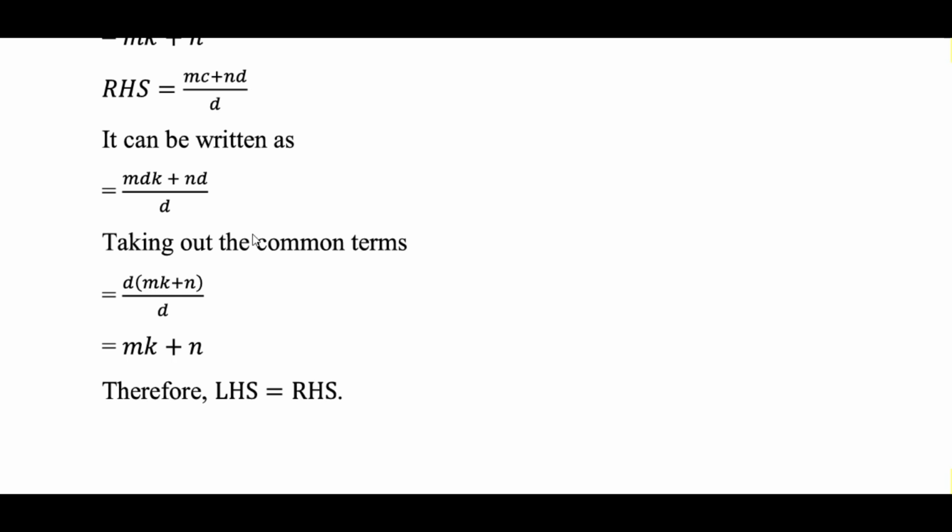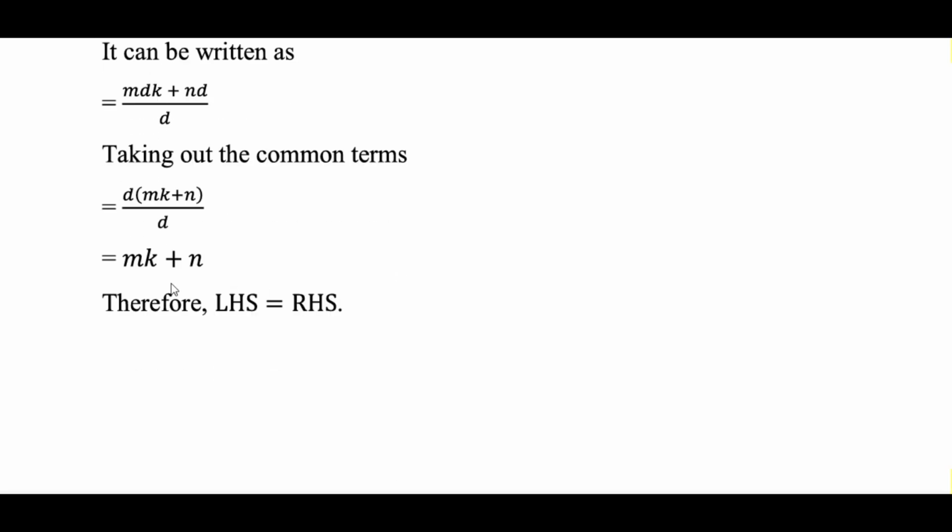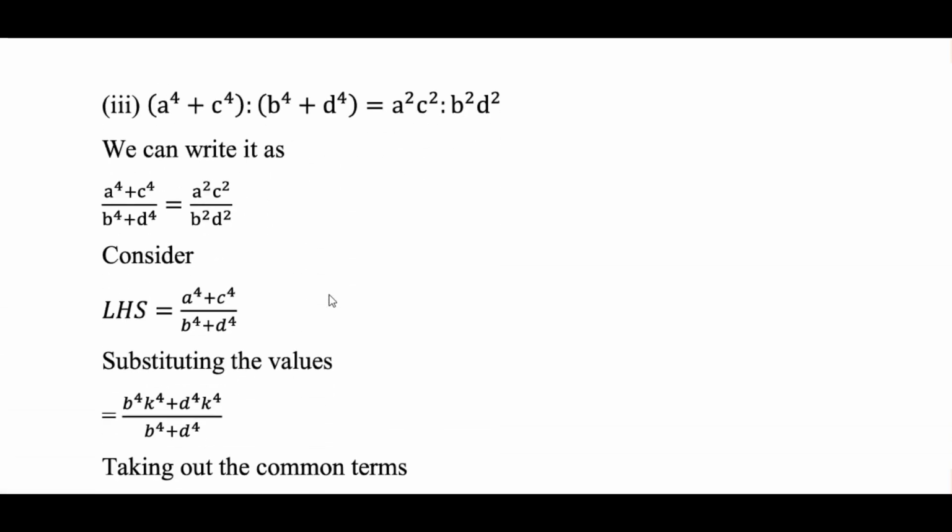So it can be written, just put the values of c. See, c is equal to dk. So mdk plus nd by d. After that, taking out the common term, you will get mk plus n. So left hand side will be equal to the right hand side. Proved. Come to the next problem.